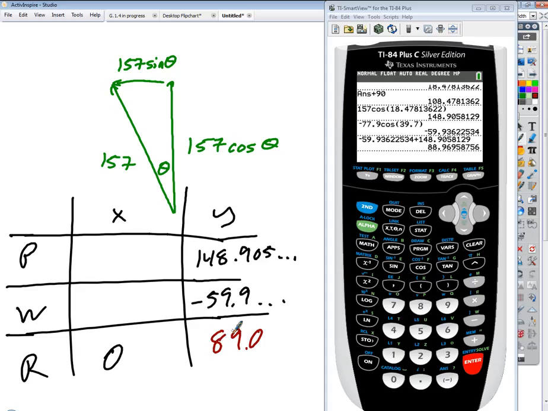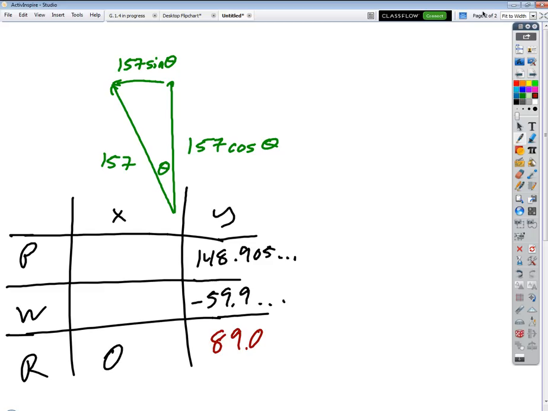So what's the plane's airspeed? 89. It's all north. It's got no east component at all. It's all north. 89.0. So let's enter that and check ourselves.